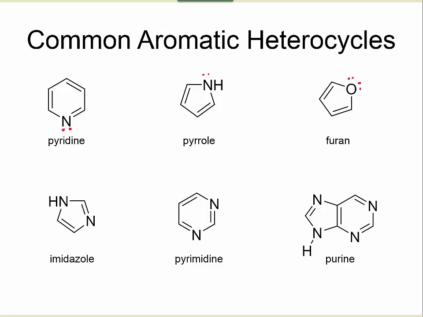The imidazole ring contains 2 nitrogens in the ring, and it is an aromatic ring using the lone pair that is bonded to the nitrogen containing the hydrogen. The imidazole ring is a portion of the amino acid histidine. Pyrimidines and purines you may see when you're studying DNA and RNA, as those rings are the bases that are present in the nucleosides and nucleotides that make up DNA and RNA.